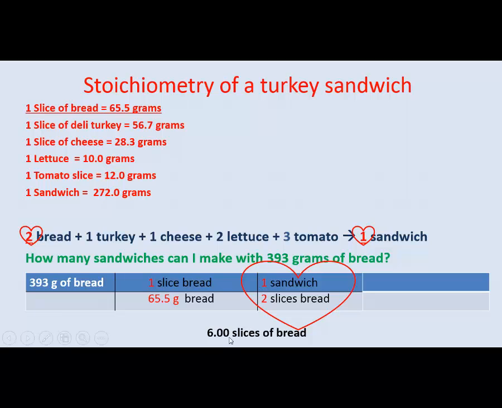So I take the 6 slices of bread divided by 2, gives me a maximum of 3 sandwiches I can produce with this mass in grams of bread. So just remember, if I'm given gram quantities, I want to get to slices in this case, or for a chemical reaction, I'll convert from grams to moles by dividing by a molar mass. So that's what I'll be doing later.